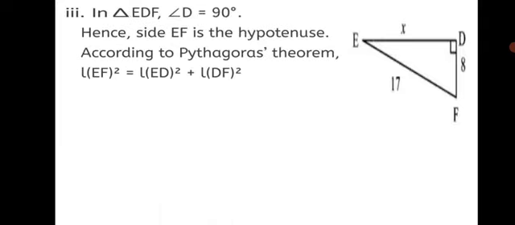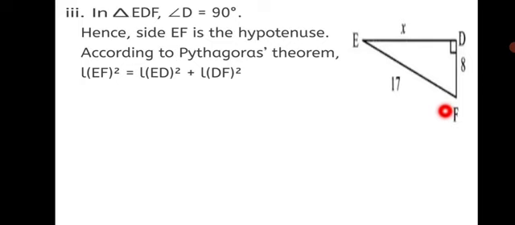Third sub question. In triangle EDF, angle D is equal to 90 degree. We can see angle D is marked a right angle, so it is 90 degree. Hence, now the hypotenuse. Side EF is the hypotenuse. Now, according to Pythagoras theorem, this statement is very important. We write length EF square, that is hypotenuse square, is equal to length ED square plus length DF square. You can take any one side first here to add, because it is addition, it doesn't matter. So you can take length DF square plus length ED square, or length ED square plus length DF square.